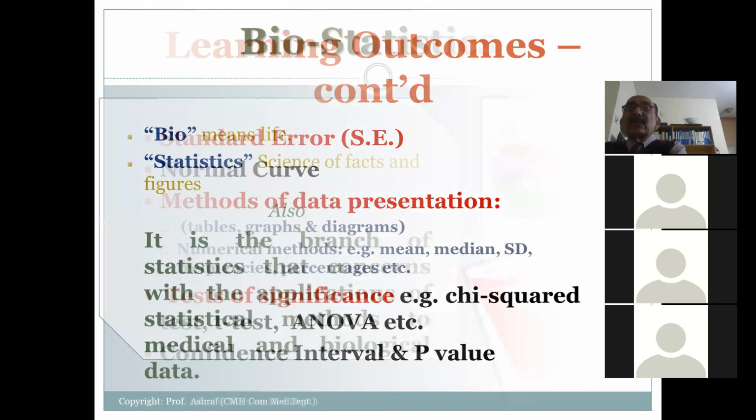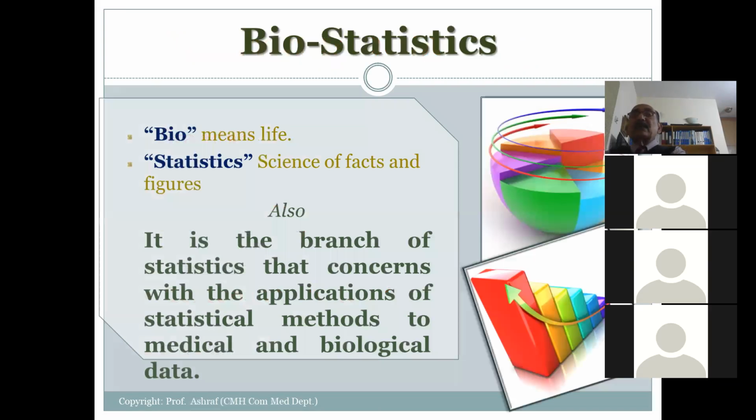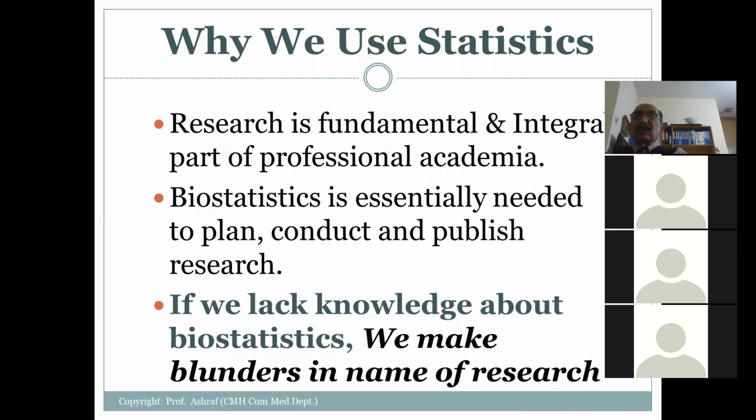Now, biostatistics: bio means life, statistics means the science of facts and figures. You can say it is the branch of statistics concerned with the application of statistical methods to medical and biological data. Why do we use statistics? Because research is a fundamental and integral part of professional academia. Biostatistics is essentially needed to plan, conduct, and publish research.